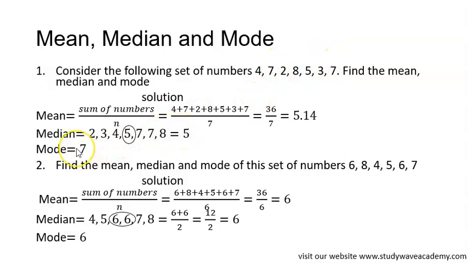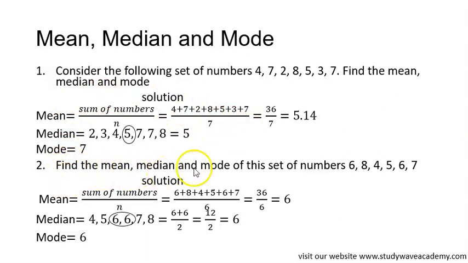Now the mode, you remember what we said the mode is? The mode is the most frequently appeared number, and here the number that appeared more is 7, right? 7 appeared twice. It's only 7 that appeared twice, so we pick 7 as our mode. Okay, so we have gotten the mean. The mean is 5.14, the median is 5, and the mode is 7. Do we understand? Let's look at another example.